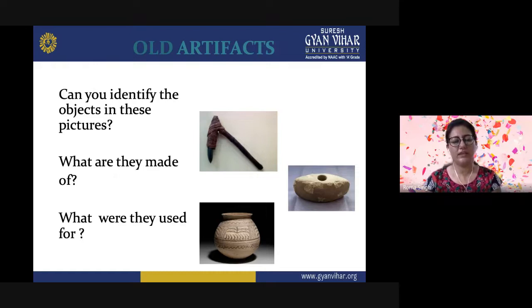Then we can ask our students, by showing them pictures or by taking them directly to the museum, can you identify the objects in these pictures? Because in the earlier times in the past, things were used in different ways and prepared in different ways. So what are they made of? What kind of material was used while making these artifacts? What were they used for? How do you think they were utilized? These questions should be discussed regularly with the students.